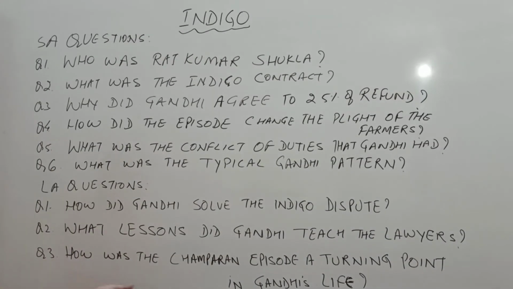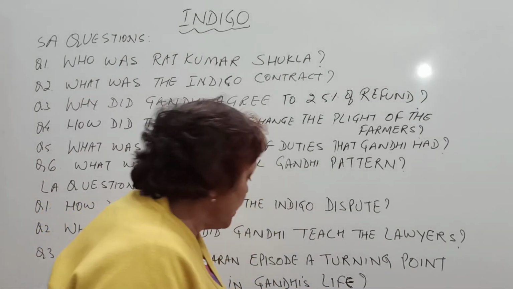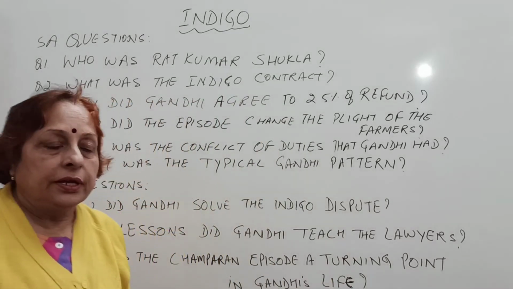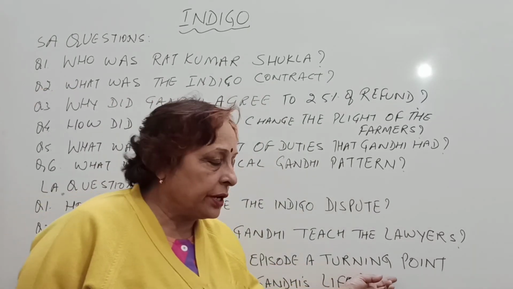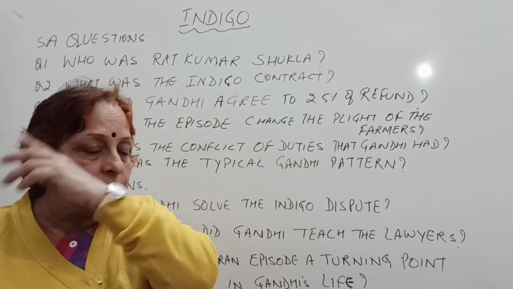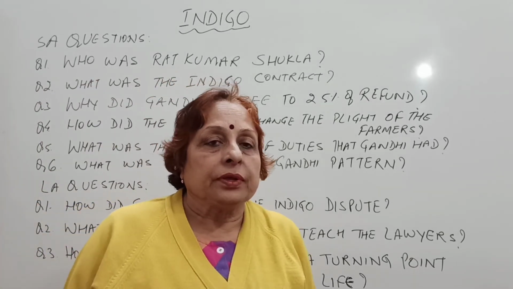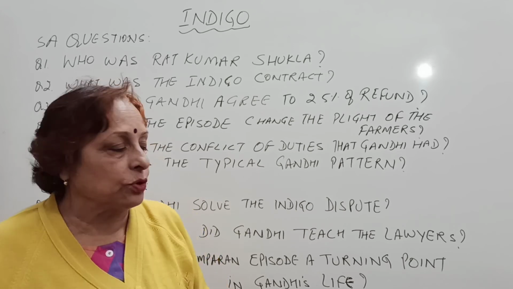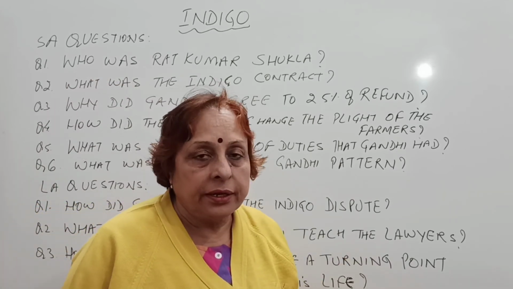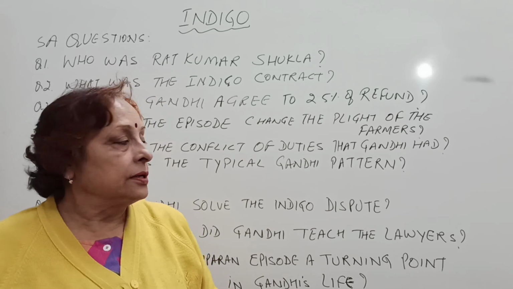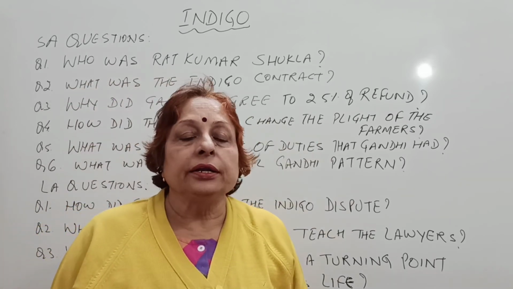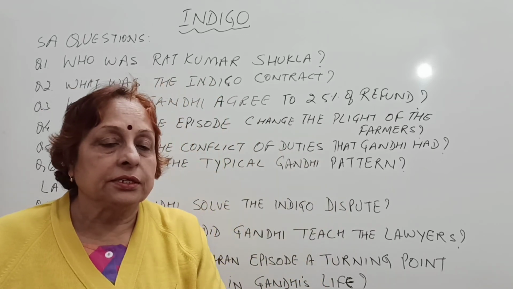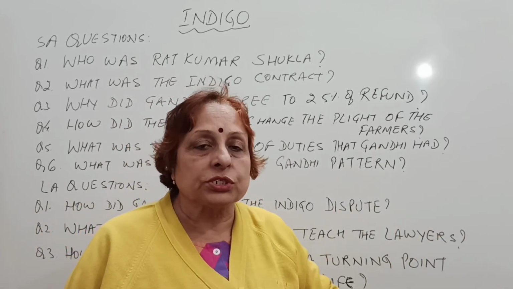Finally, how was the Champaran episode a turning point in Gandhiji's life? The Champaran episode was a turning point because Gandhi came to Champaran for a few days' visit on the request of a farmer, Rajkumar Shukla. But when he came over there, he dealt with the Indigo issue, and his stay of a few days was prolonged to almost a year.